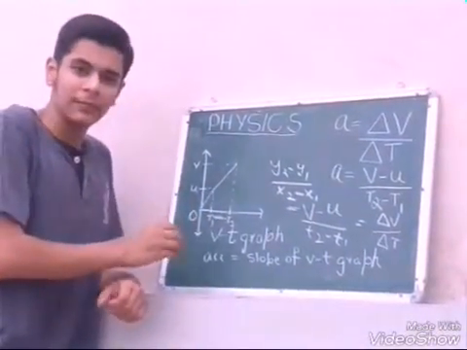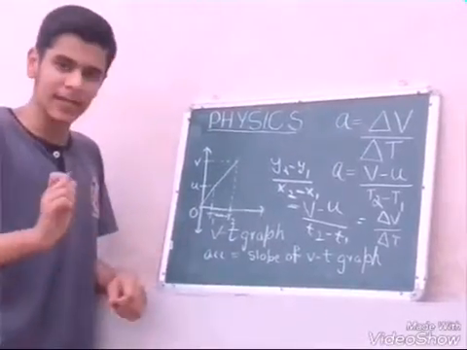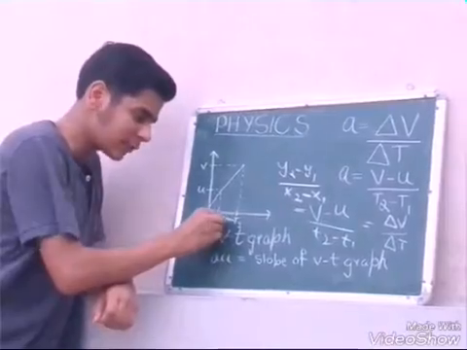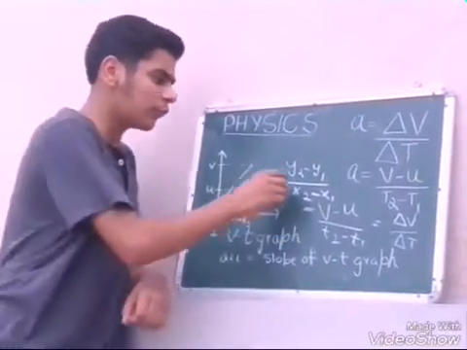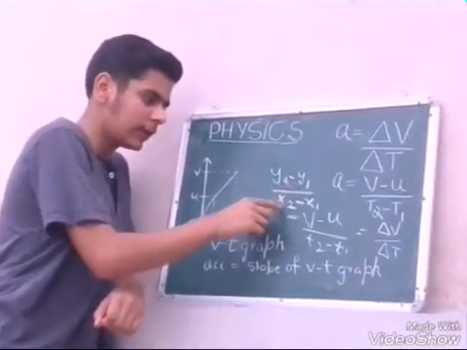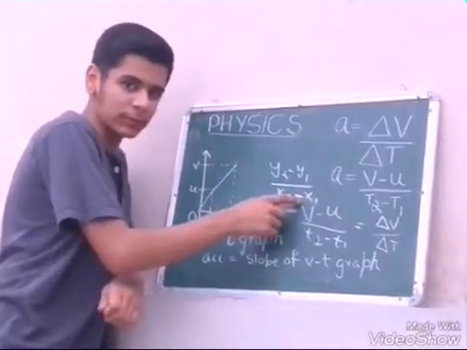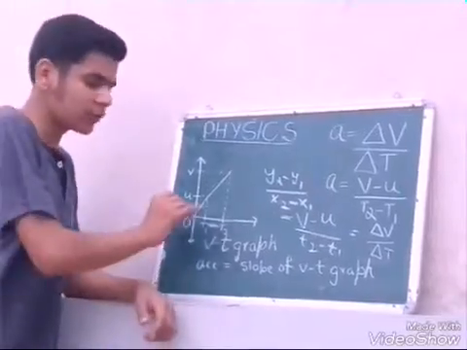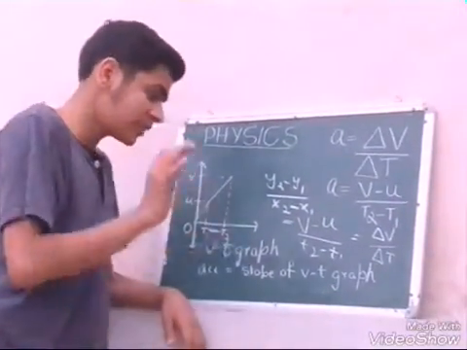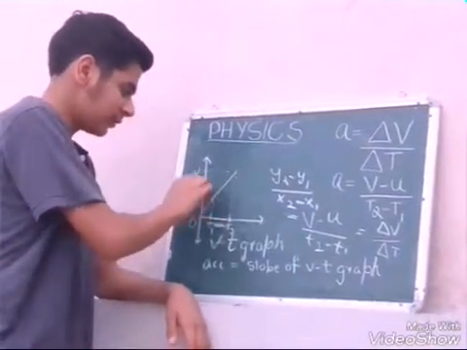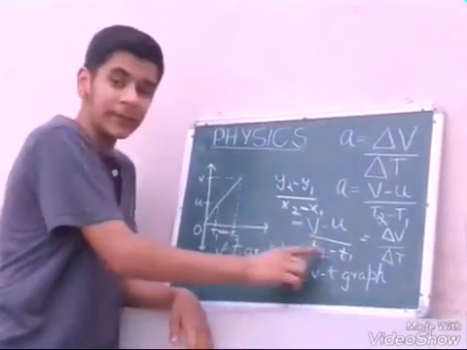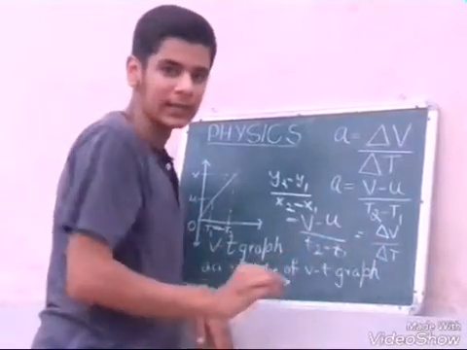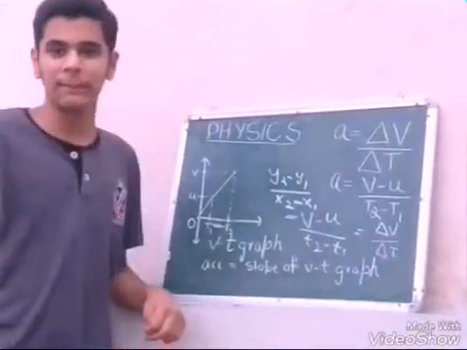It is a v-t graph where the slope of this graph will give us the acceleration. If we want to find the acceleration in this phase, it must be equal to (y2 minus y1) divided by (x2 minus x1). Let me tell you, the slope of this graph will give us acceleration, which is uniform in this case, which is equal to (v minus u) divided by (t2 minus t1), which is equal to delta v upon delta t. This is our acceleration.